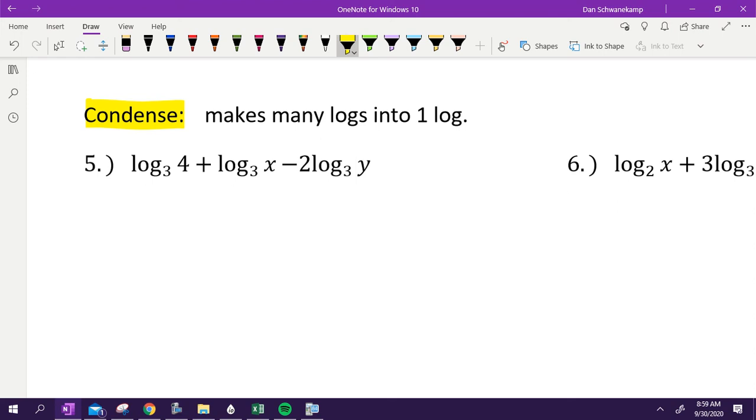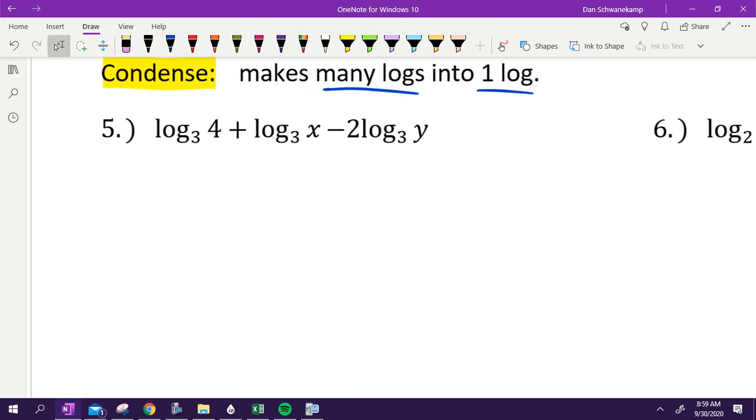And we're going to use this tomorrow. But by using our condensing skills, we are able to then solve some pretty complicated things. So this is why we do what we do on the front. We're going to make many different logs into one log. Okay? So as I look at number 5, it says log base 3 of 4 plus log base 3 of x minus 2 log base 3 of y. We are going to rewrite that into a single log. So we're going to rewrite it as just log base 3. And then we're going to put the different elements together.